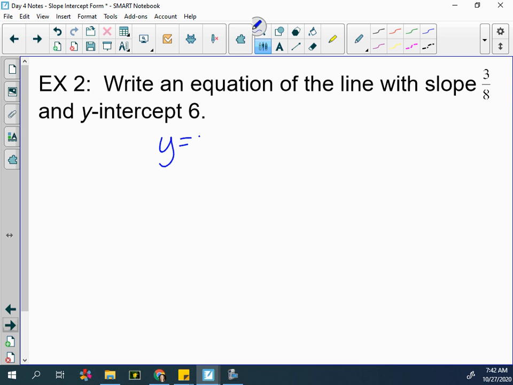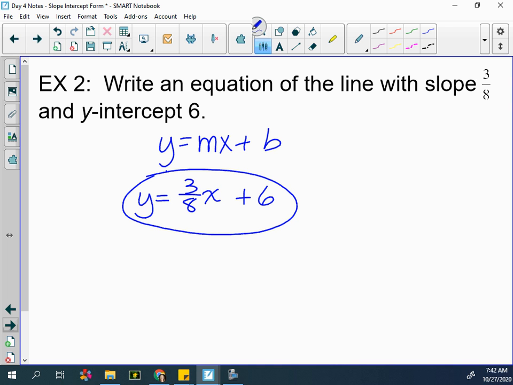Okay, so you are either thinking about this or writing it down. We're just simply plugging it in. So it's going to be y equals 3/8 x plus 6. Now, if the question said, write the equation of a line with a slope of 3/8 going through the point 2, 1, I'd probably use point slope form because I have a slope and a point. But we'll get into that more later after we've practiced both and we bring them all together.